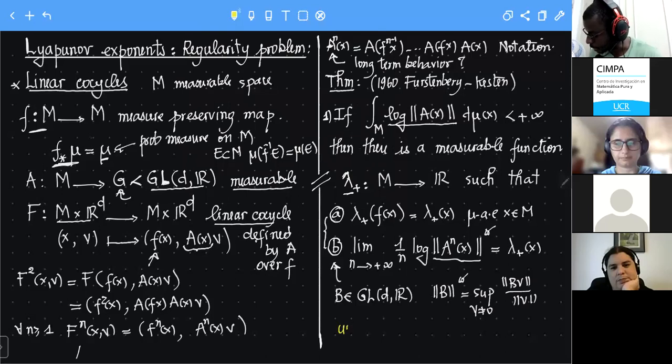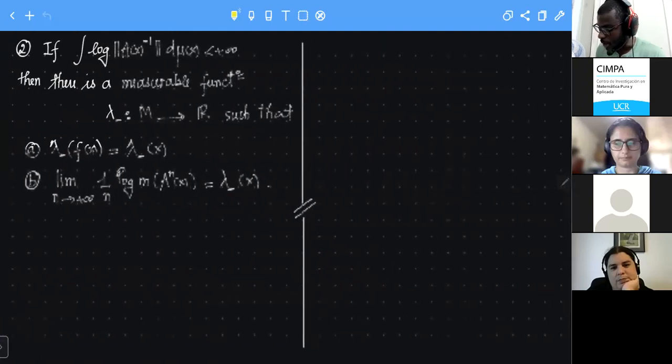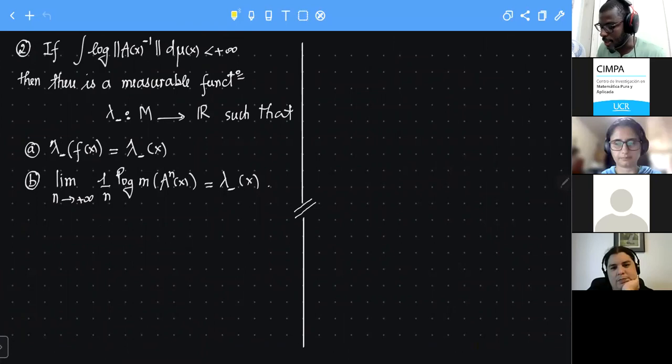This is the upper Lyapunov exponent. As you can suspect, we can also look at the conorm. This is the operator norm; the conorm will be the infimum over all v different from 0. If you use the conorm, you will get a lower Lyapunov exponent function, and it is stated here. So if the integral of the logarithm of the norm of A of x inverse is finite, then there also exists a measurable function, which I denote by lambda minus, that satisfies these two conditions. This condition here is invariance, and you get an estimate.